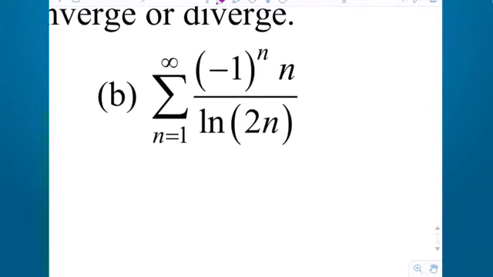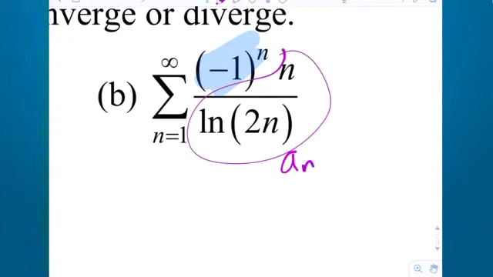Do you see an alternator there? I do see an alternator. So let's focus on the non-alternating part. That's what we're going to call a sub n. What would be the limit as n goes to infinity of that? 1 over the natural log of 2n. So which one goes faster, top or bottom? Top. So for large values of n, is that sequence going to approach 0?